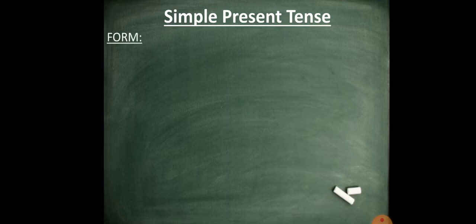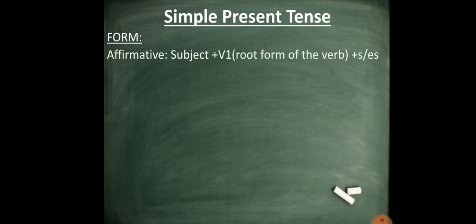Before we begin with the formation, let me just tell you that basic formation of a sentence is subject plus verb plus object. Let's see the formation of simple present tense in the affirmative sentence. Let's take up one example. Anu walks to school every day. So, in the affirmative sentence, the formation will be subject plus V1, that is the root form of the verb, followed by S or ES.